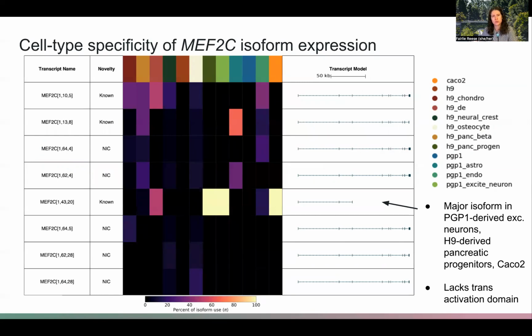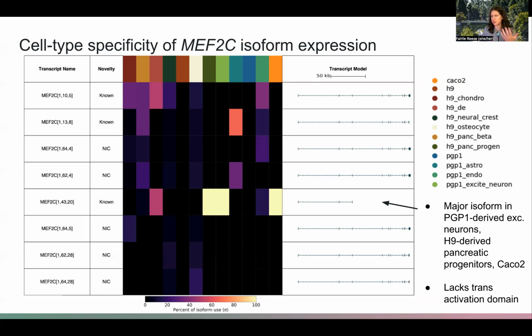I just want to show an interesting example of cell type specific or cell line specific isoform usage here. What you're seeing in this heat map is the relative isoform use of each isoform in this gene compared to the total gene. In the cases where you see 100 here, this means that this isoform is the only isoform being expressed in these three cell lines. And interestingly, it lacks a functional domain, which might lead to it being less functional in its expressed cell lines.